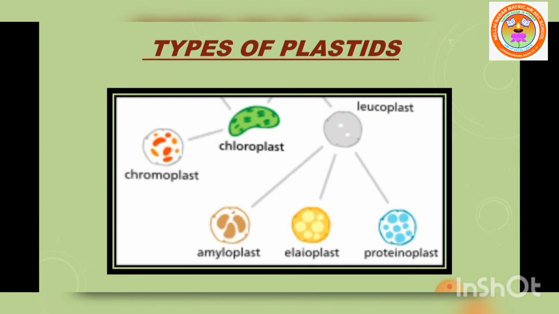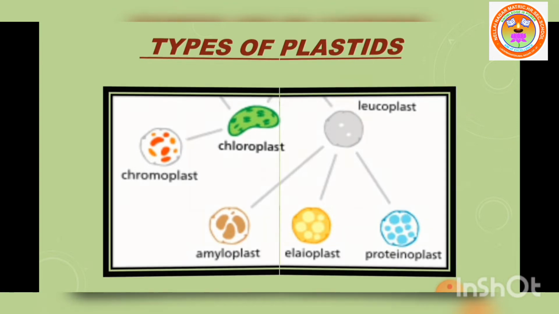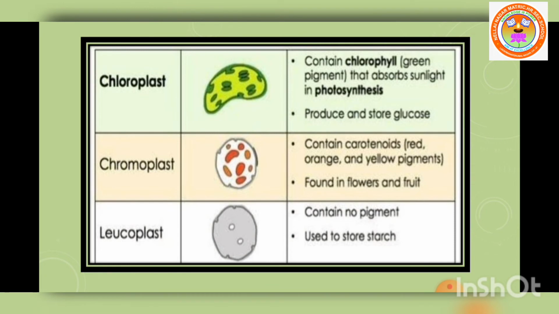What is amyloplast? This amyloplast can store starch. Eleoplast can store oil and fat. Proteinoplast can store protein. So, the major function of leucoplast is storage. It's a colorless plastid. So, there are three different types of plastid: chloroplast, chromoplast, leucoplast. Chloroplast contains chlorophyll, so it's a green colored plastid.